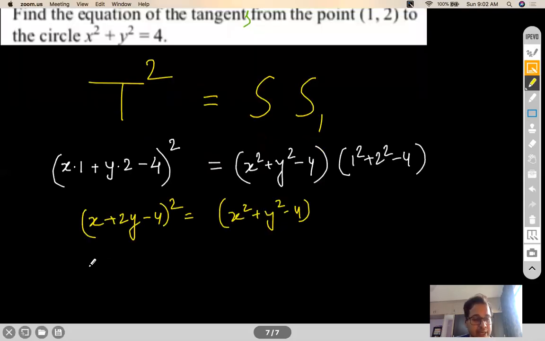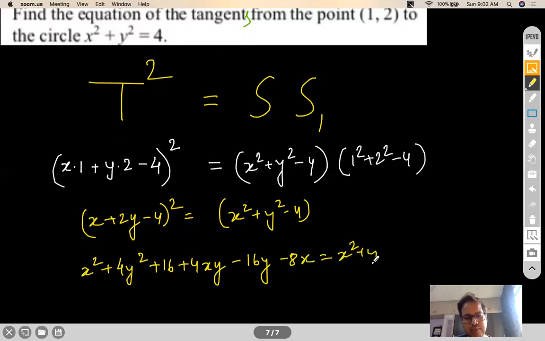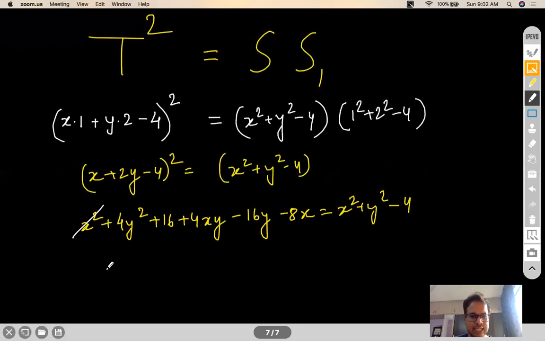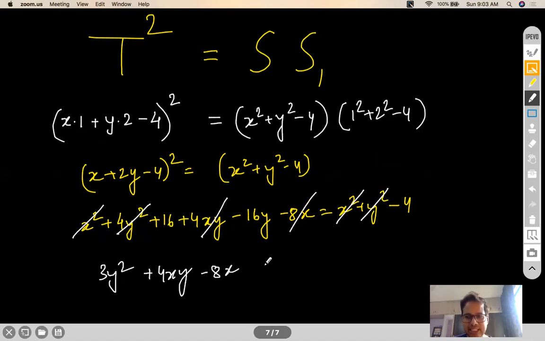And when you expand it, you end up getting x square plus 4y square plus 16 plus 4xy minus 16y minus 8x is equal to x square plus y square minus 4. Try to get rid of the terms which you can cancel, and this will give you 3y square. I'm just cancelling. Cancelling doesn't mean it's exactly getting cancelled. It means I have taken care of it. And you'll have 4xy, minus 8x, minus 16y, and the constant will be plus 20. So this would be your pair of tangents. Equation of pair of tangents.